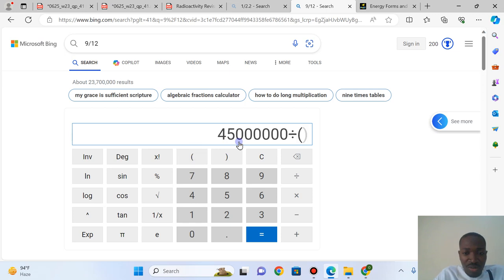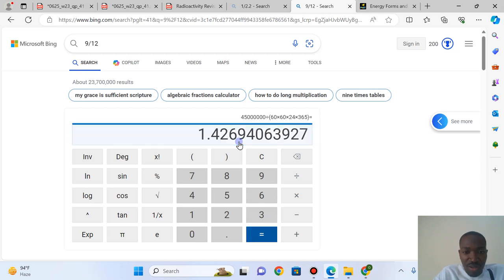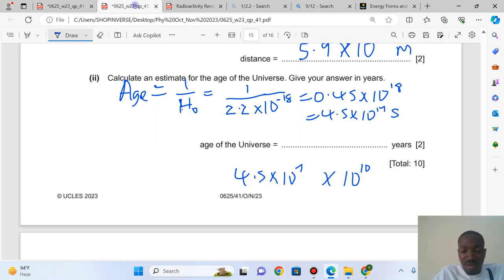Now, I want to convert it from seconds to minutes by multiplying by 60. I'll convert to hours by multiplying by 60 again. I'll convert to a day, and I'll convert to a year, 365. These are your conversions to years. So let me get the value in years. 1.43 in years. So I have 1.43 times 10 to the power 10 years.